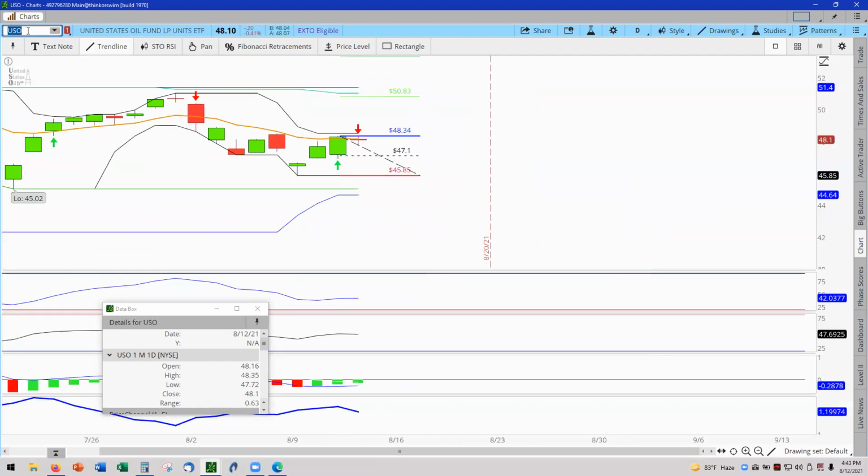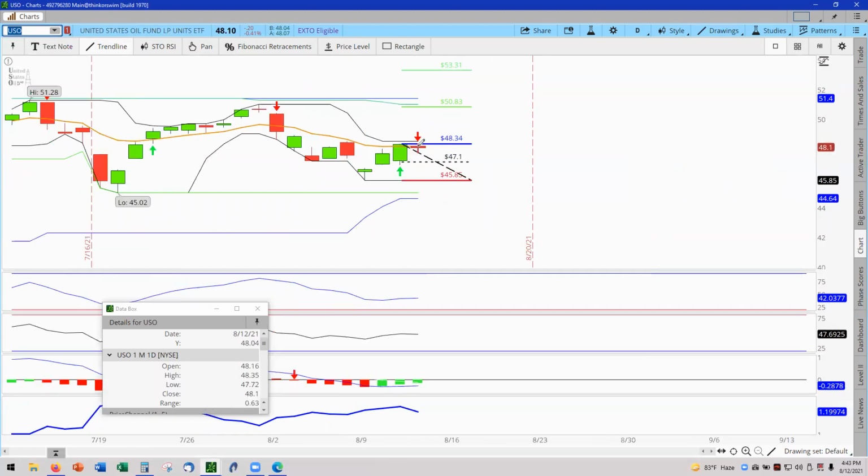And USO. And USO may be triggered. The high is 38.34, so 38.35. The high is 38.35, so it would have triggered. This trade would have triggered, and there is the stop right there. So that concludes the list for the forward testing.